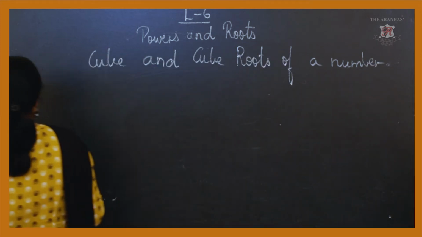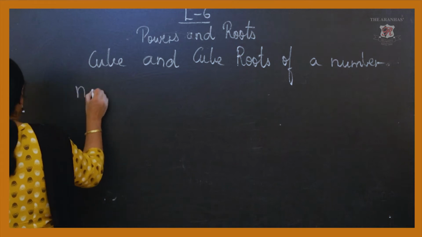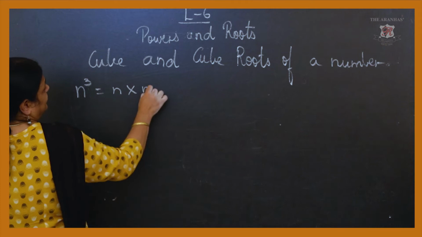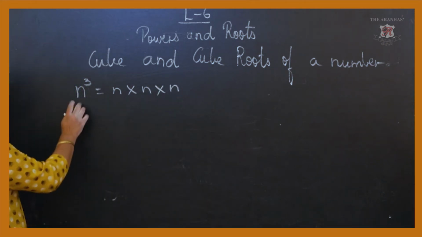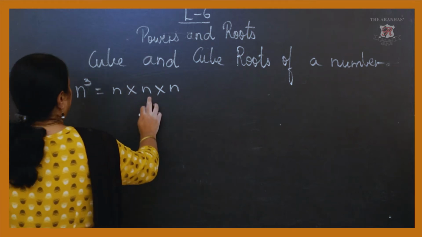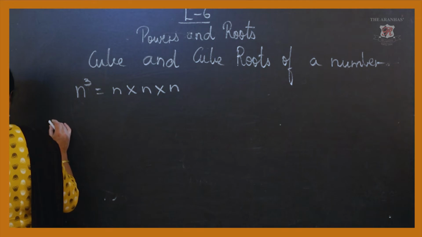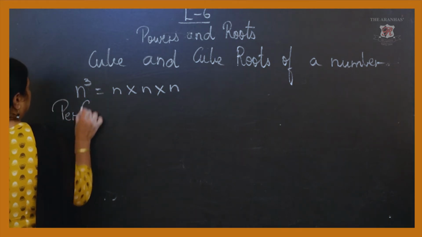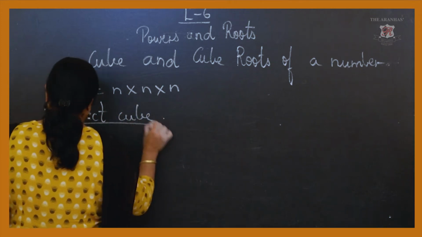Okay. Now, if you are taking n cubed, means what? n into n into n. Cube means 3 times, square means twice. Here 3 times, n cubed is equal to n into n into n. Now we are going to do the perfect cube. We had done the perfect square, now we will do the perfect cube.